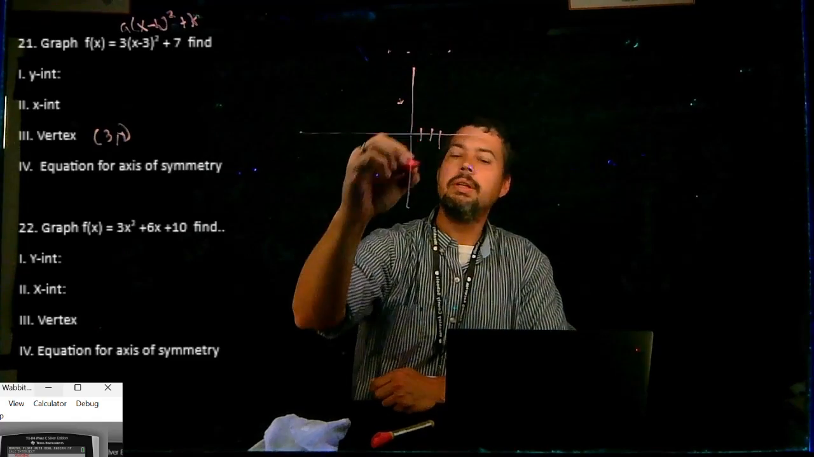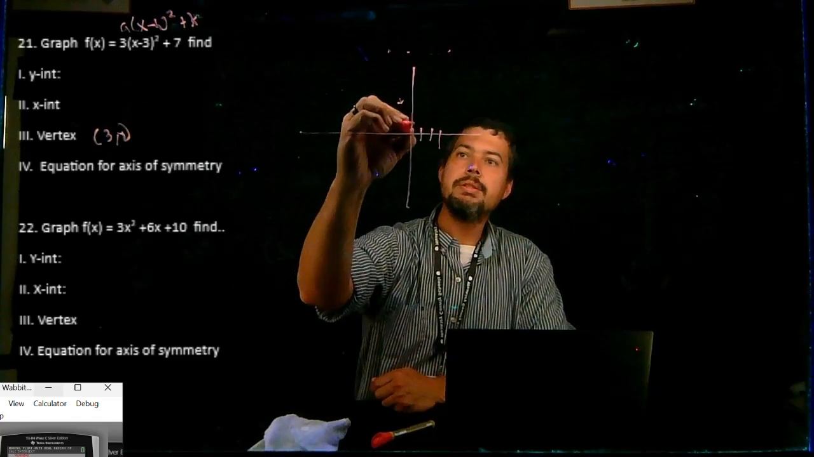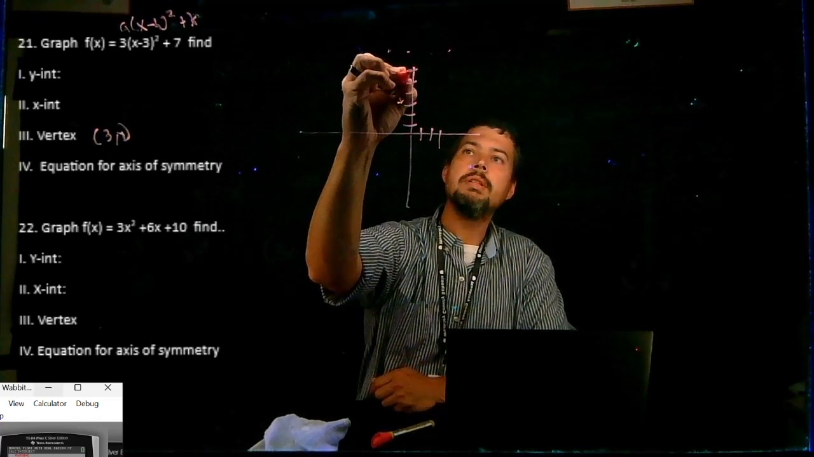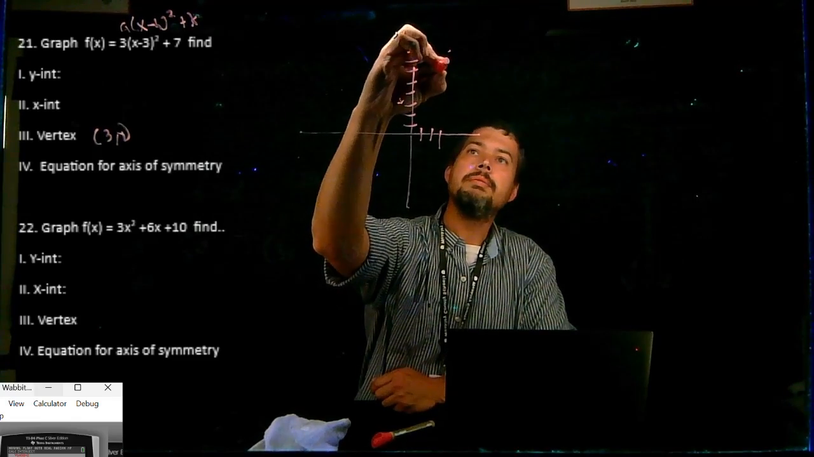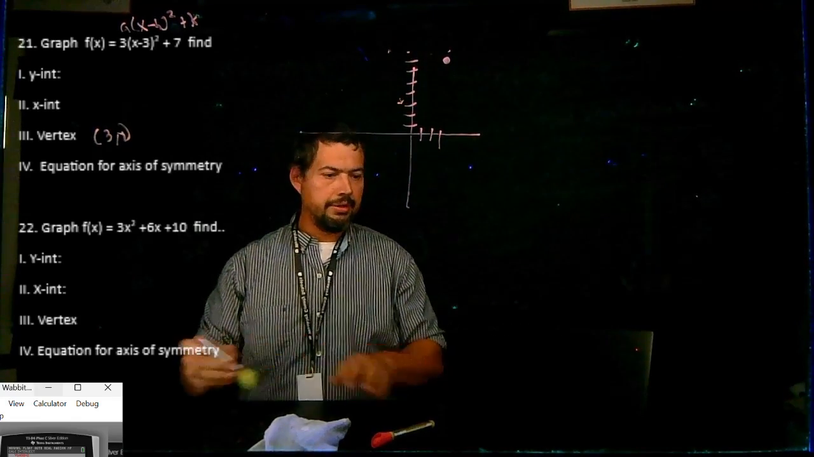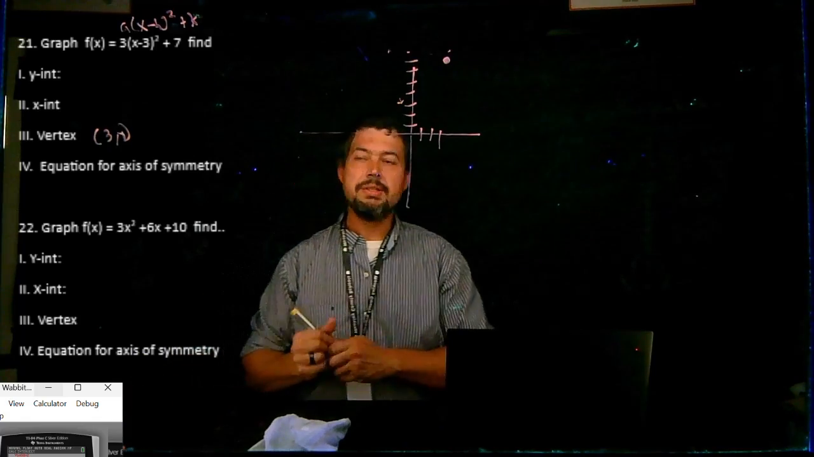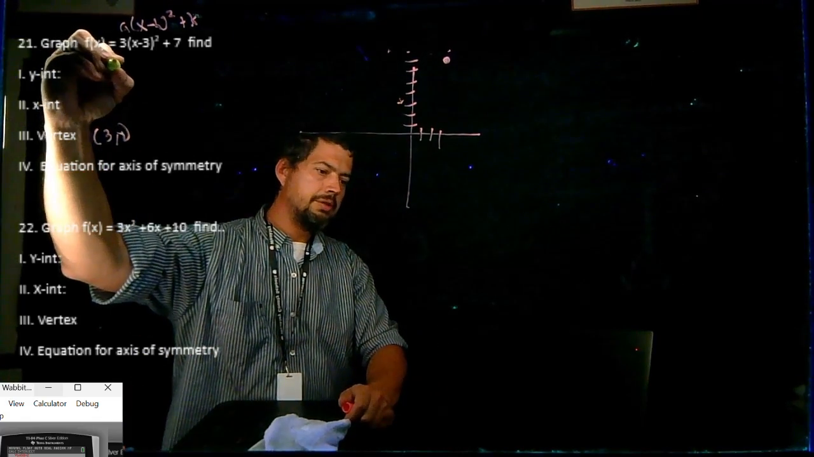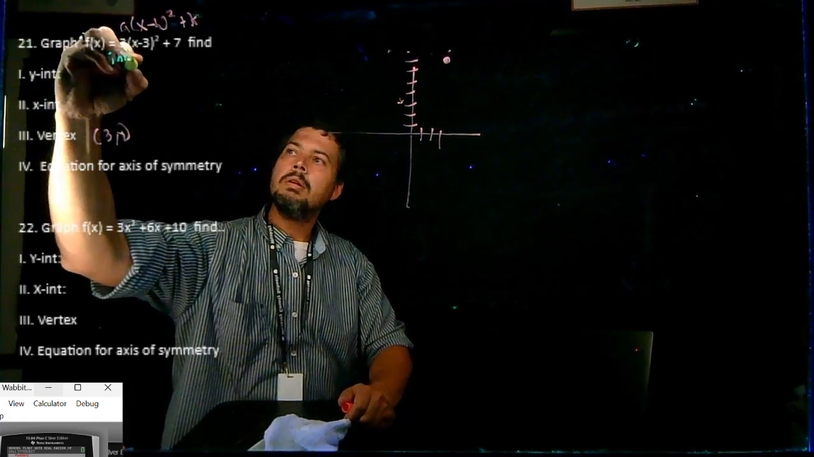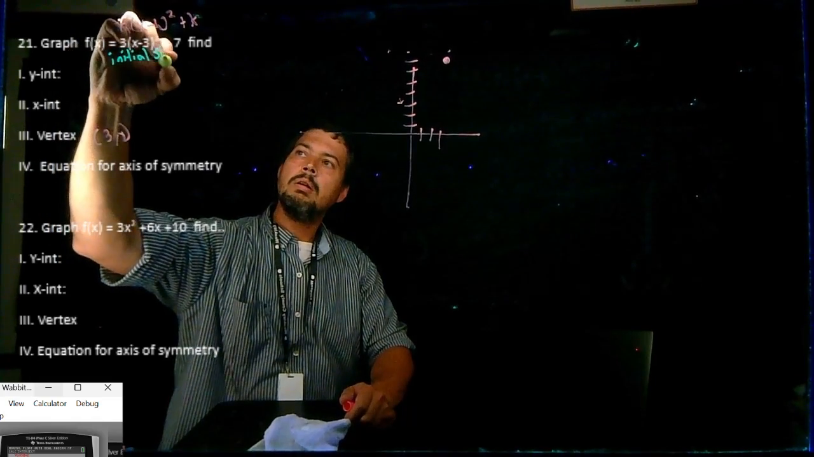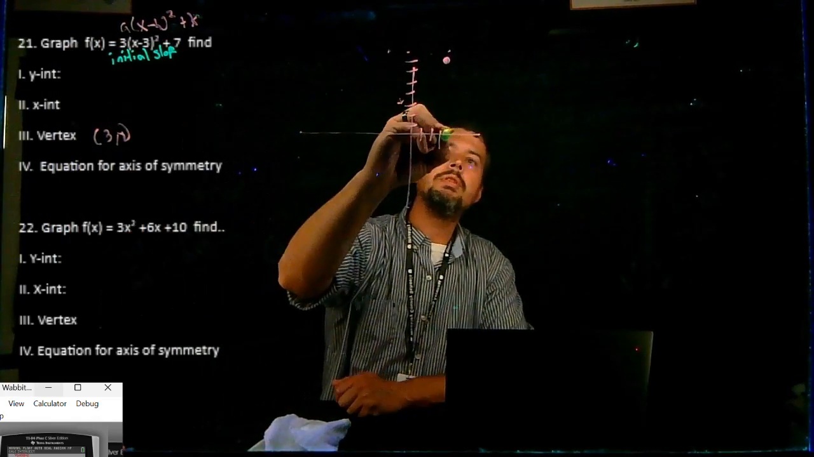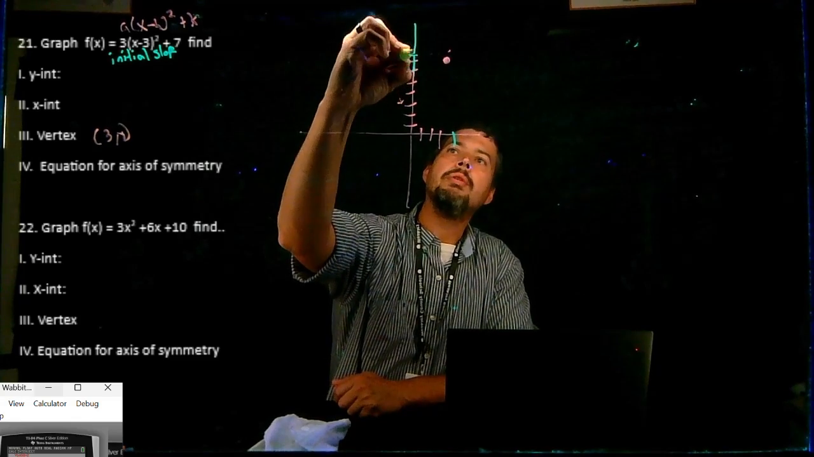One, 2, 3. And then rise 7. 1, 2, 3, 4, 5, 6, 7. It's right there. Now, there are other little things that I can use for my assistance. Remember that this 3 is your initial slope. So as I move to the left and right 1, I would rise 3 more.